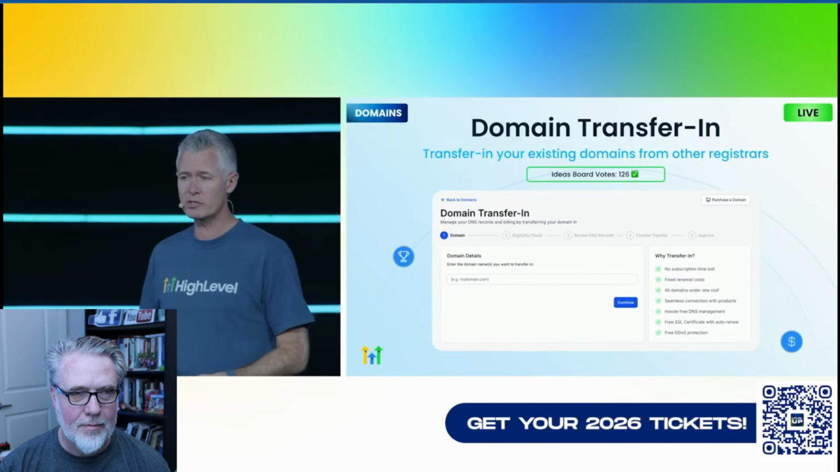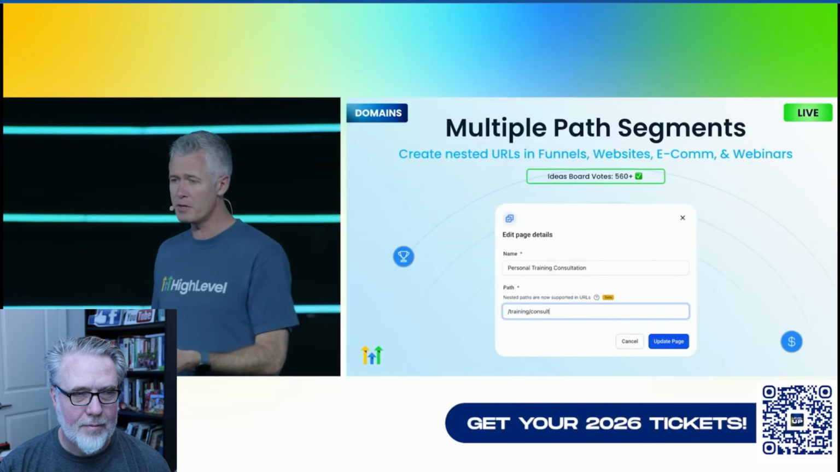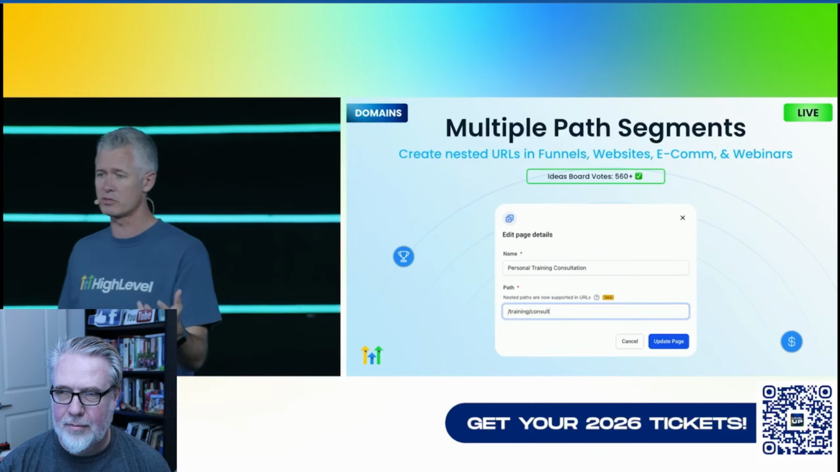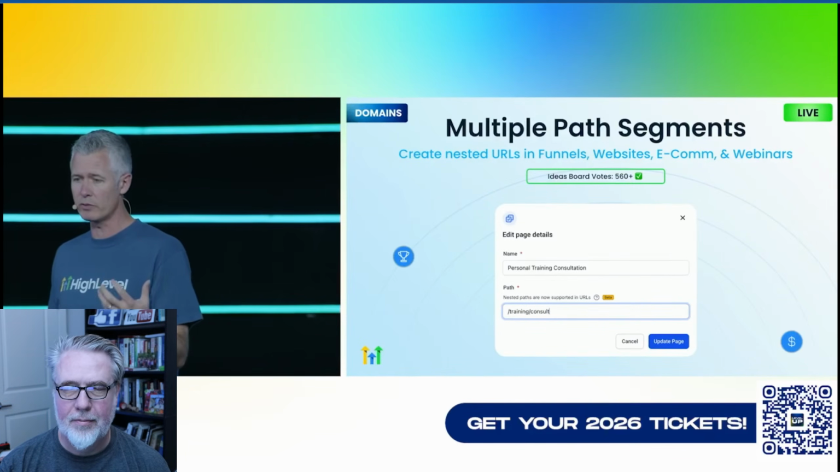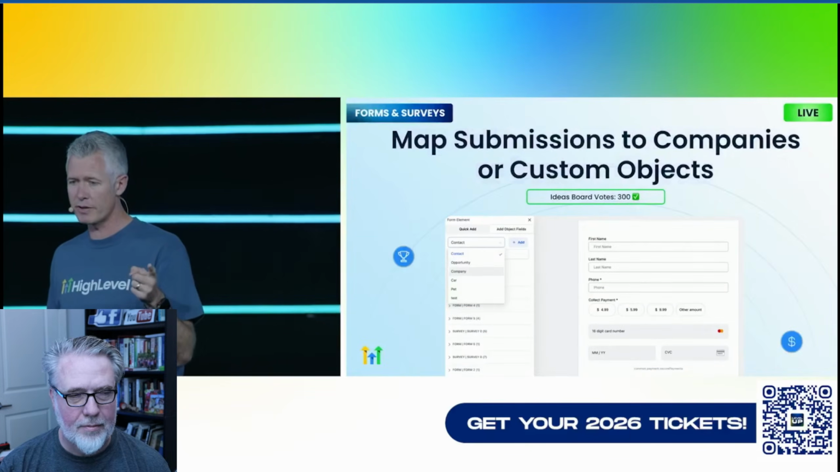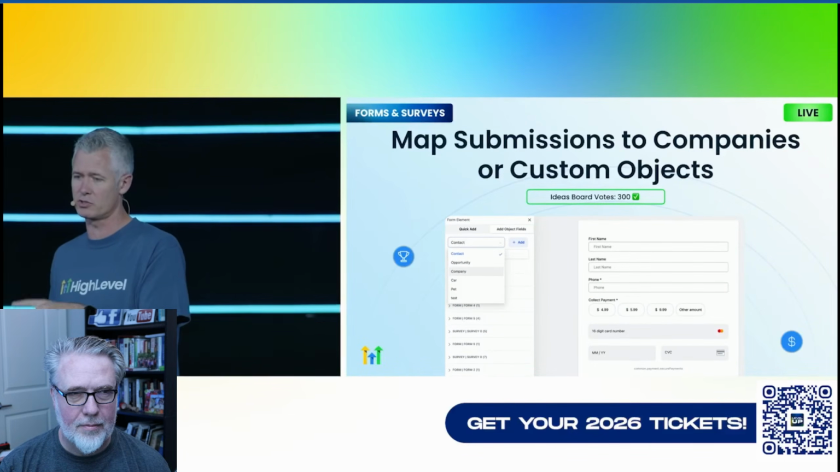Domains: domain transfer in, so if you want to transfer a domain in from other providers, you can do that easily now. Multipath segments, does everybody know what this is? You can create nested URLs into funnels, websites, and e-com really, really easily for each of the domains, which is awesome. Forms and surveys: you can map submissions to companies or custom objects, which is super cool.